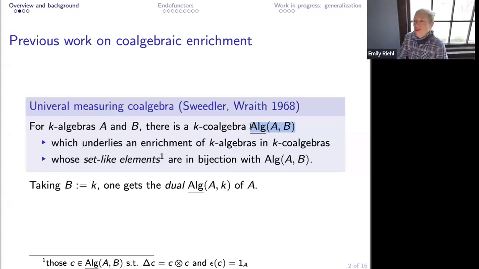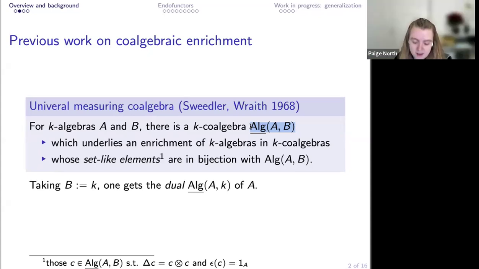Okay. Can I ask a question about this? So yeah, I'm wondering if this tells us that the underlying category of the enriched category is the category of algebras and algebra homomorphisms. So in other words, our set-like elements are maps out of the monoidal unit in coalgebras or something. Yeah, exactly. Yeah, I'll say that more precisely for our theorem.